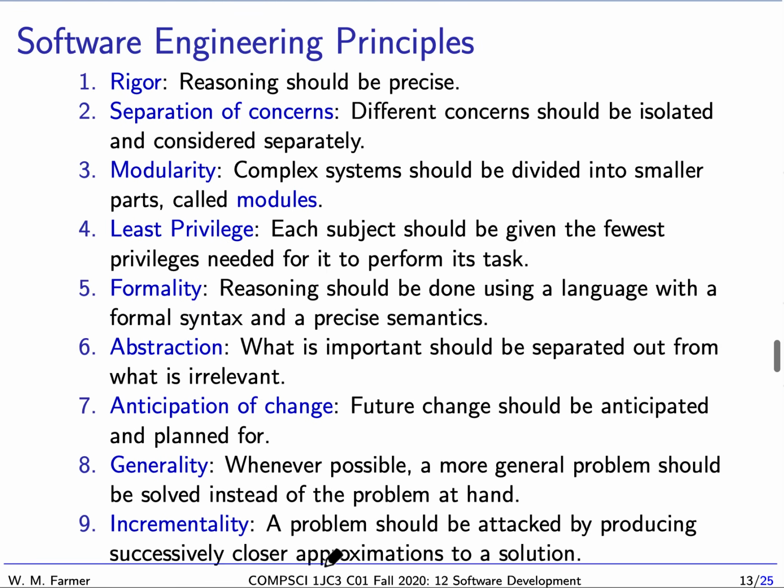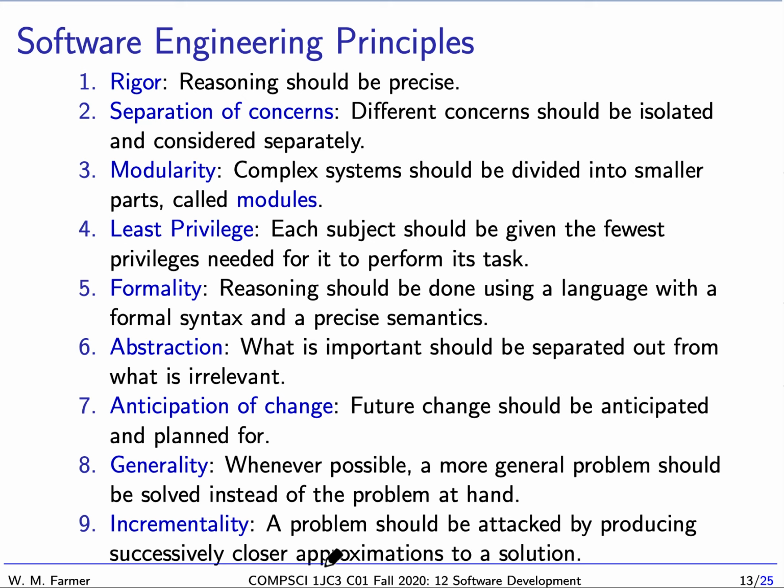So I want to talk a little bit about some of the main software development principles. I'm going to very briefly talk about nine of these, but go in more depth about some of them. The first principle is rigor. With rigor, we want reasoning to be precise. There's separation of concerns, so different concerns should be isolated and considered separately. Modularity: we want to take complex systems and divide them into smaller parts called modules, and we want to build complex systems out of these modules. There's a principle of least privilege.